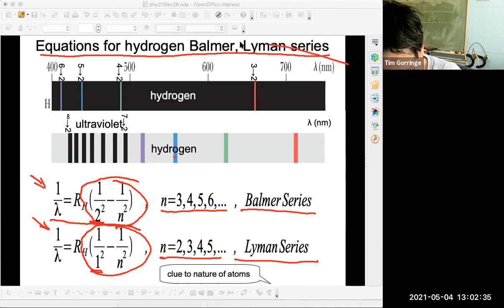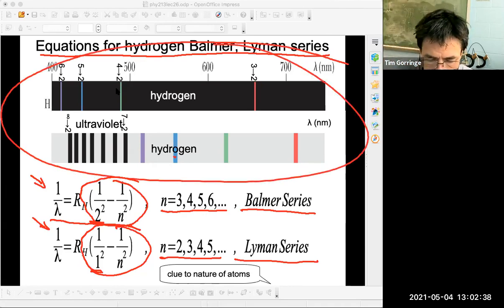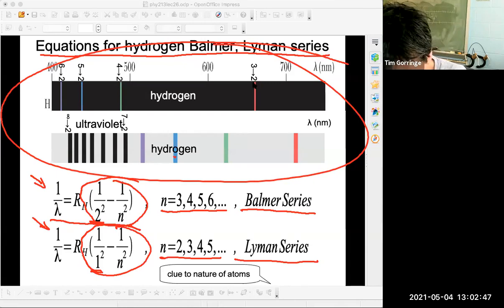Upstairs here, I've actually pictured the Balmer series. So this is the hydrogen Balmer series. This red line here, this guy over here, is a red line. It's about 660 nanometers. And it's given by n equals 3. So n equals 3, and this second number 2 is this number 2 here. And that gives, with the Rydberg constant, 660 nanometers.